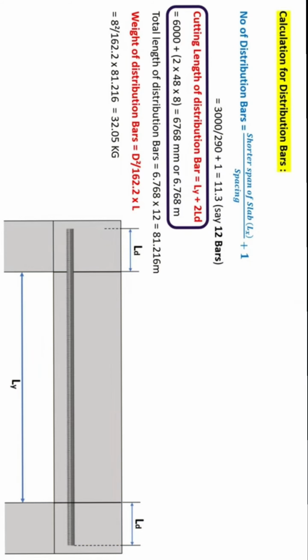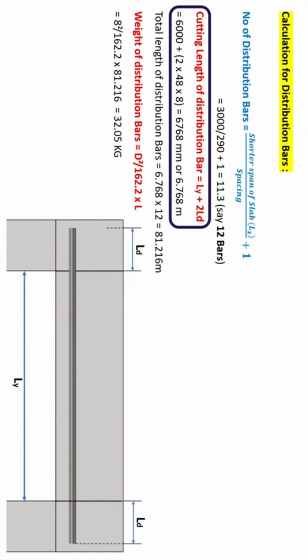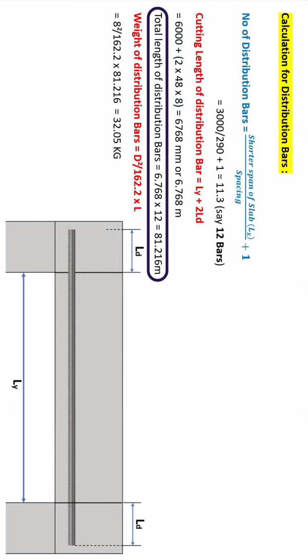Cutting length of distribution bar is equal to length of longer span plus twice the development length. Here length of longer span is 6000 mm, development length taken 48D. Here D is diameter of bar, that is equal to 8 mm. The overall value is 6.768 meters. Next, total length of distribution bar is equal to number of distribution bars into cutting length of distribution bar, that is equal to 81.216 meters.